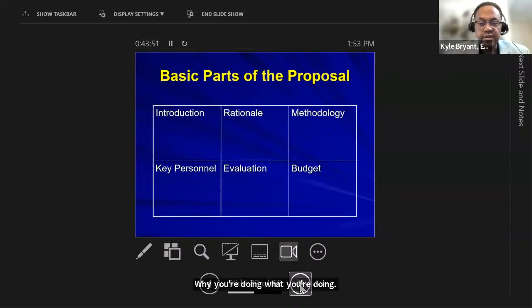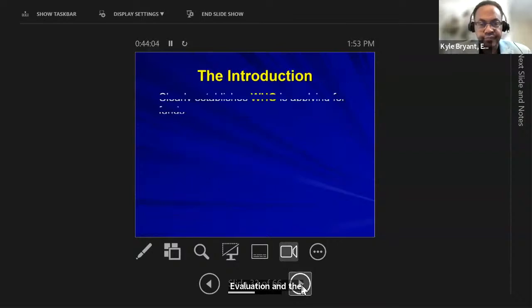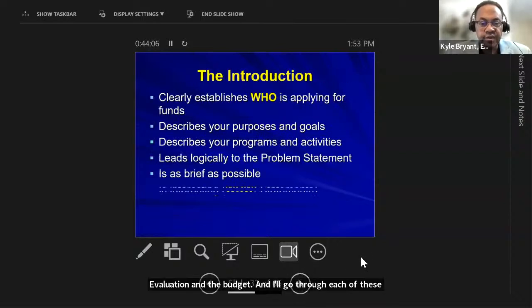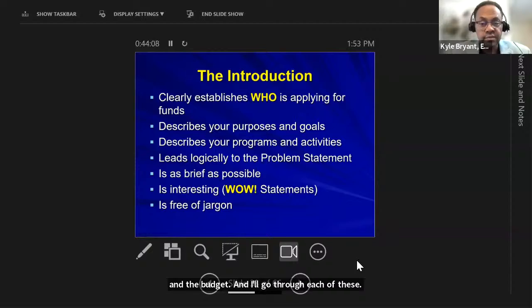These are the basic parts of a proposal: the introduction, the rationale, the methodology, key personnel, evaluation, and the budget. And I'll go through each of these. The introduction clearly establishes who is applying for funds.